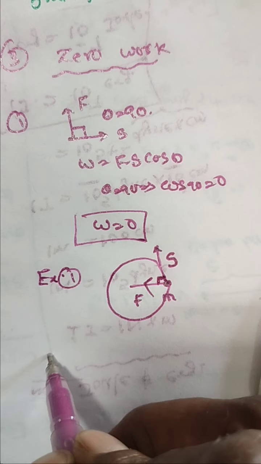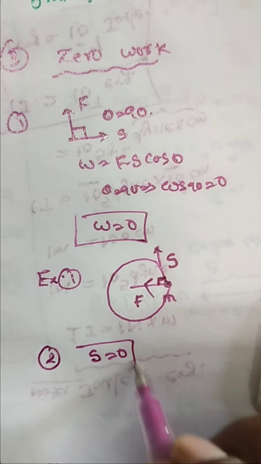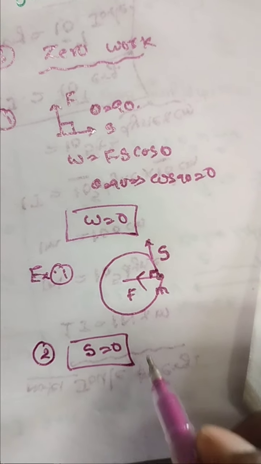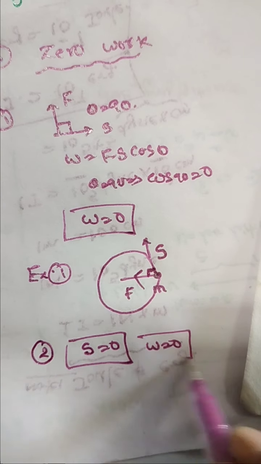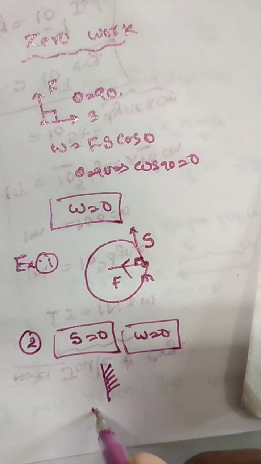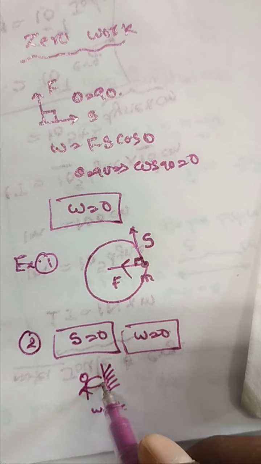And what is the second case? Second case, there is no displacement, S is equal to 0. When the displacement is equal to 0, automatically the work done is also 0. Suppose here this is a wall, and one person is there. The person pushes the wall.